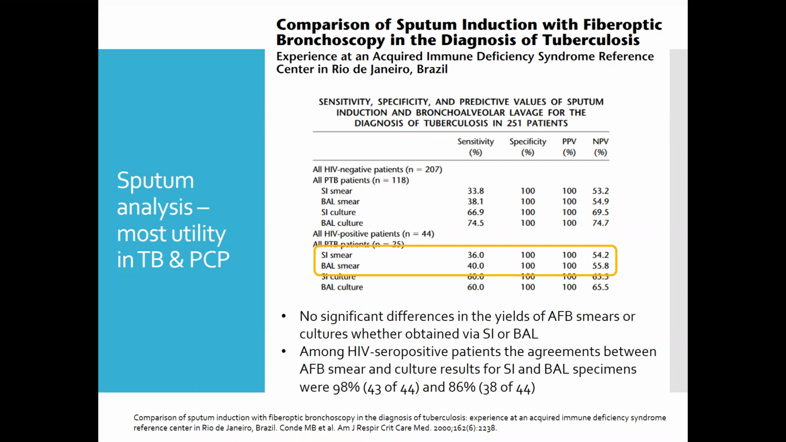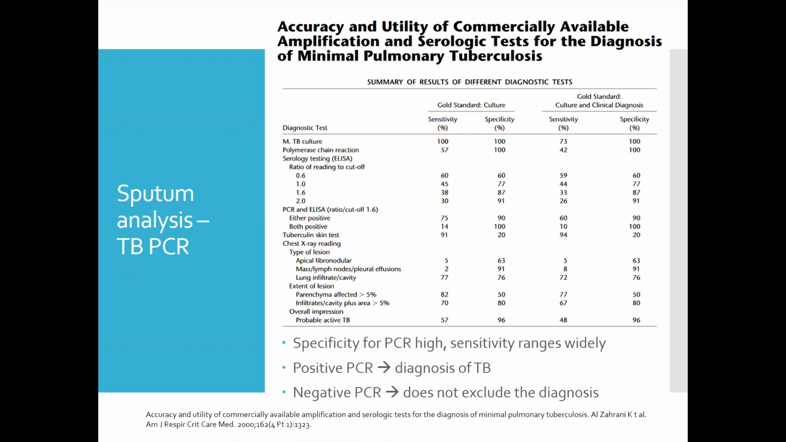And what they found was no significant differences in the yield of sputum induction or BAL, both in smears and cultures. And the agreement between sputum induction and BAL was actually pretty similar. So for AFB smears, the agreement between sputum induction and BAL was 98%, whereas for cultures, it was 86%. So sputum induction can potentially give us good enough information, even sufficient information, to diagnose TB.